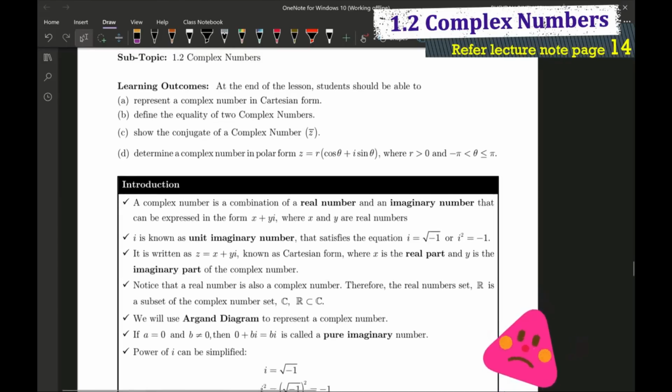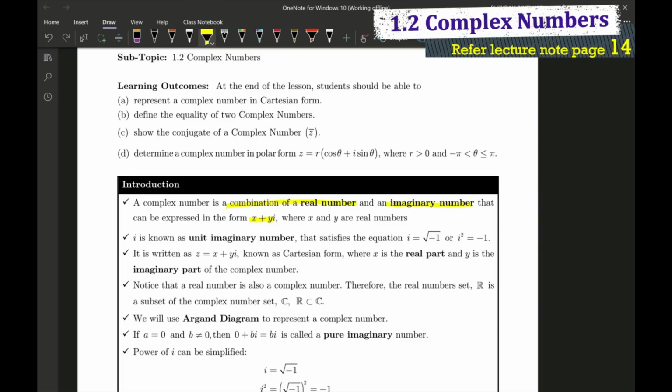Okay, so complex number is quite new to you, right? A complex number is a combination of a real number and an imaginary number that can be expressed in the form x plus yi, where x is the real number and y is the imaginary. Okay, x is real and y is the imaginary. Here I denoted that y is the imaginary part.